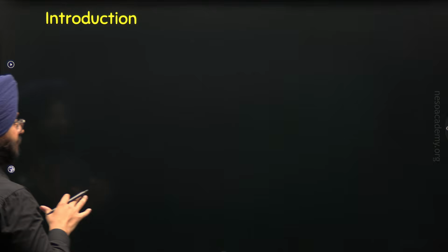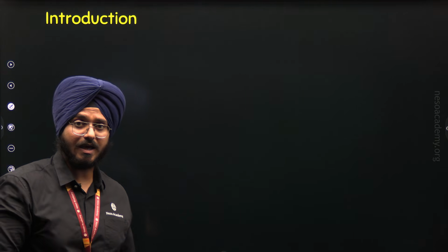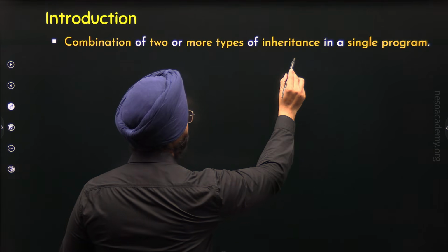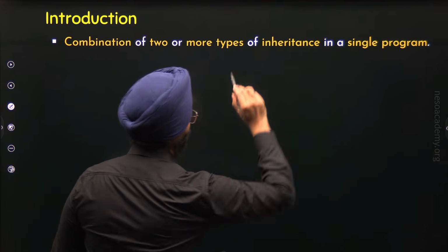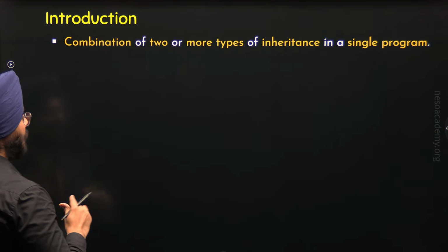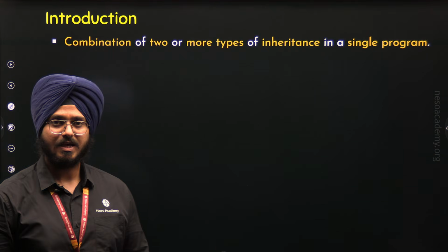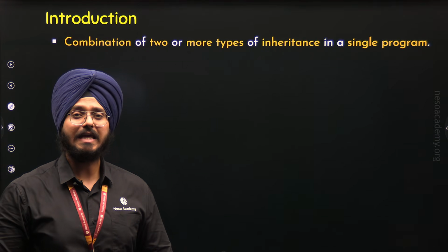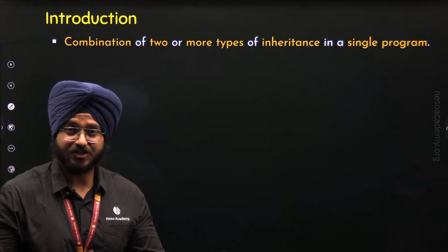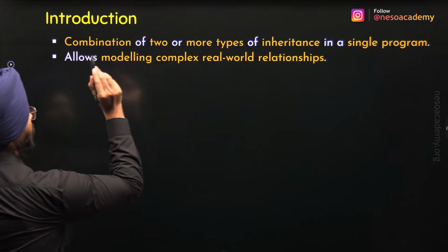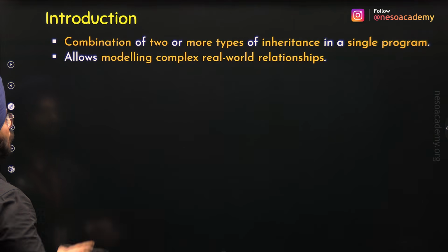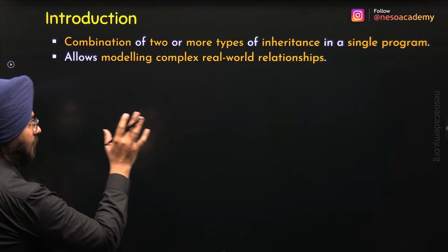As the name itself suggests, hybrid inheritance is the combination of two or more types of inheritance in a single program. So with the help of hybrid inheritance, it is possible to combine two or more types of inheritance. And this allows modeling complex real-world relationships properly. So this is what hybrid inheritance is.